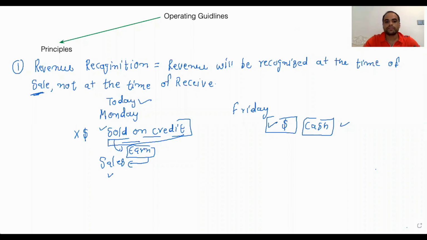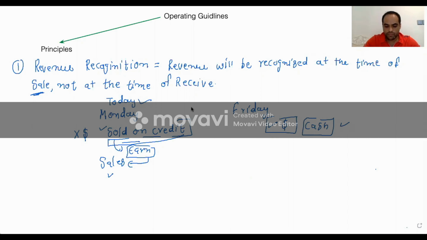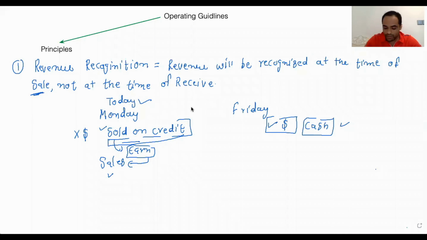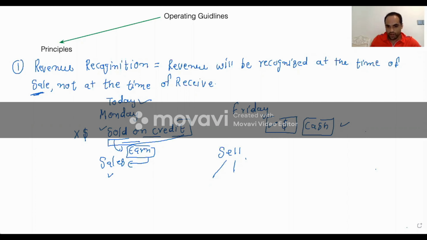Is that okay? Yes. So revenue recognition is when you sell a product, we will get the money at the same time, right? If you receive money at the same time, okay, that's okay. Let me explain again. For example, you sell product. You sell product, you have three situations to sell product.